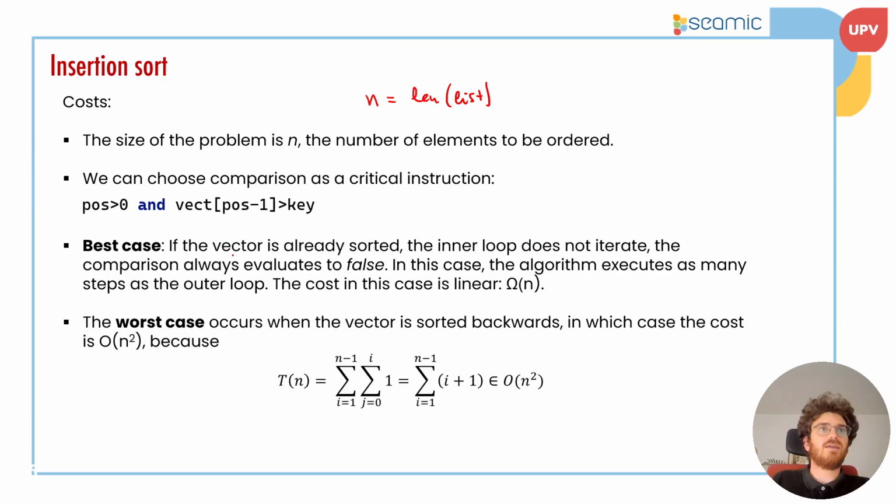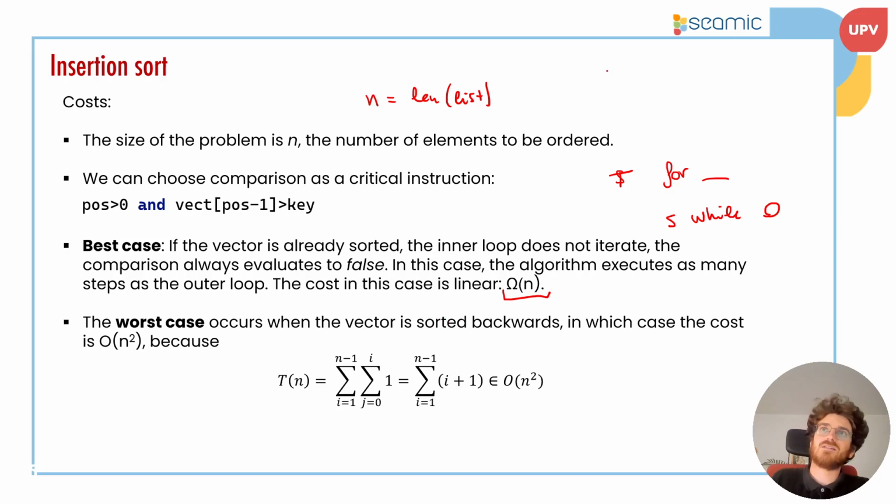So in the best case, everything is already sorted. So we have the external loop and the internal loop. We go through the search, through the traversal loop, but do not enter the search loop. And thus we execute this condition in the search loop n times. Thus, the best case is that it's linear.